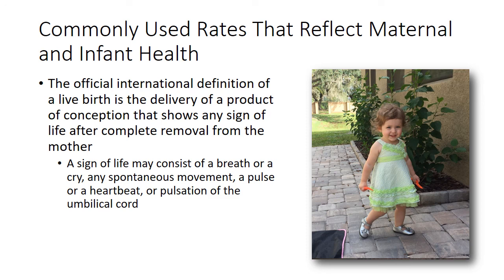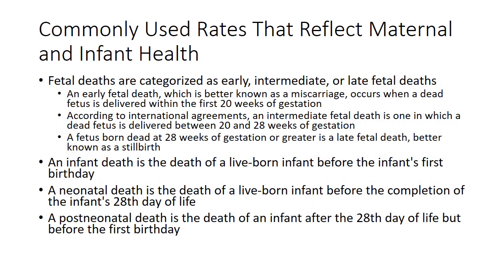This can include things like a breath, a cry, movement, pulse or heartbeat, and pulsation of the umbilical cord. It's considered to be a live birth. And so typically we will look at fetal deaths as being categorized as early, intermediate, or late, depending on when they were born, essentially. So an early fetal death, oftentimes known as a miscarriage, occurs basically when a fetus gets delivered within the first 20 weeks of gestation.